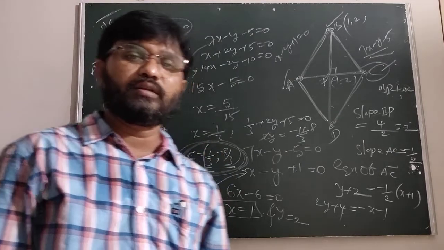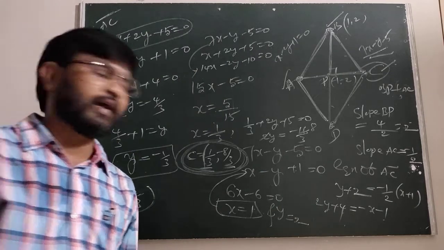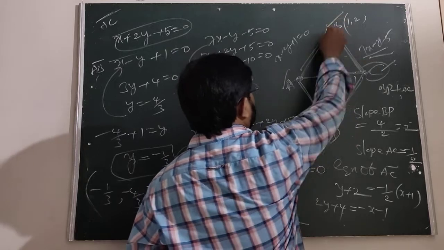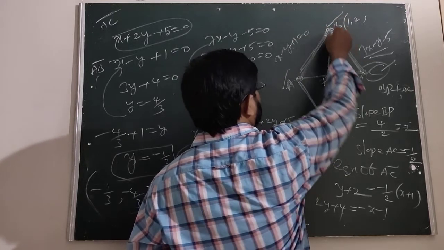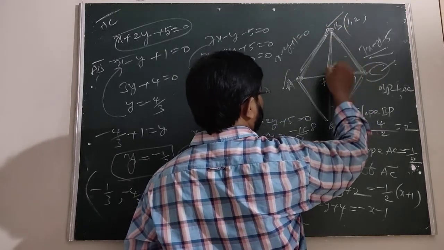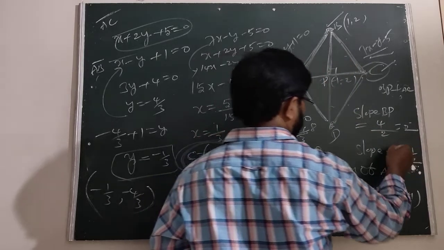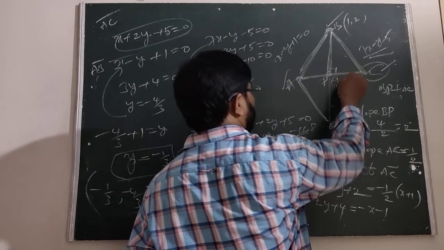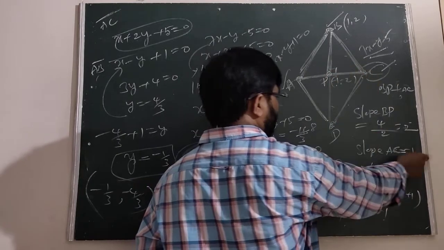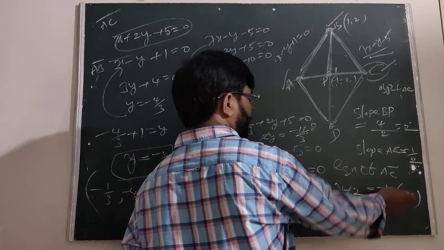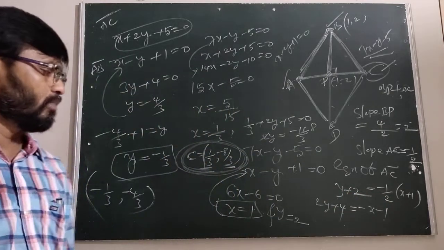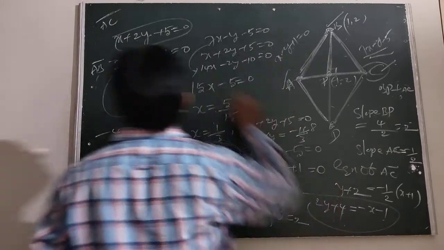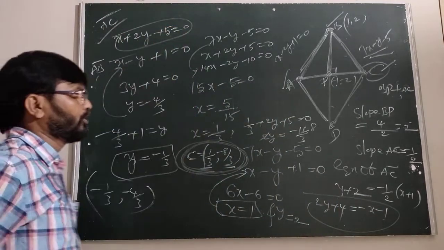How to find this one? First we have to find the slope of BP. How to get B? This is the point of intersection of these two lines. Then the slope of BP, and the perpendicular slope of BP is the slope of AC. Now the equation of AC, which passes through (-1, 2) and has slope -1/2: y - y1 = m(x - x1). Then we get x + 2y + 5 = 0.